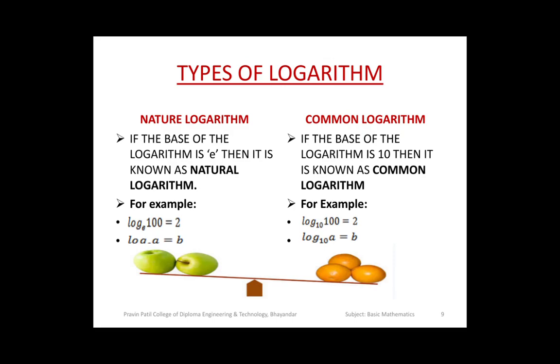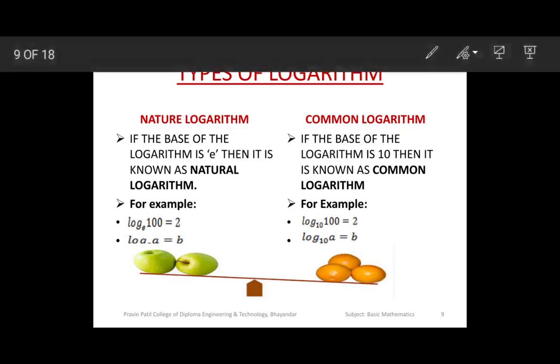So in general, there are two types of logarithm. One is natural log and the other one is common log. Natural log is log to the base e. If the base of log is e, then that log is known as a natural log. Common log is log to the base 10. If the base of the log is 10, then that is known as a common log.